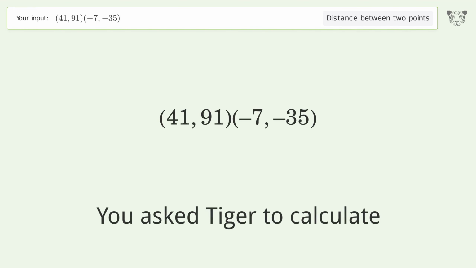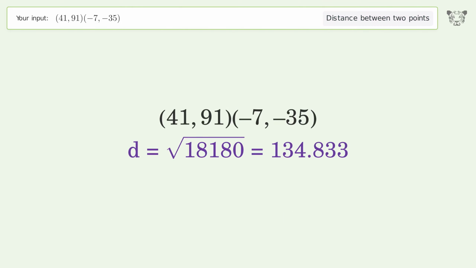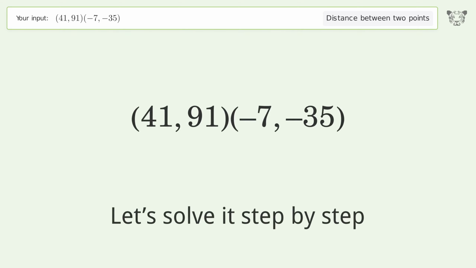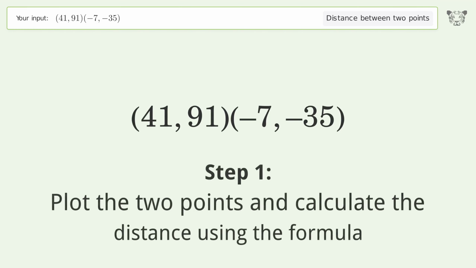You ask Tiger to calculate. This deals with the distance between 2 points. The distance between the 2 points is the square root of 18,180, or 134.833. Let's solve it step by step. Plot the 2 points and calculate the distance using the formula.